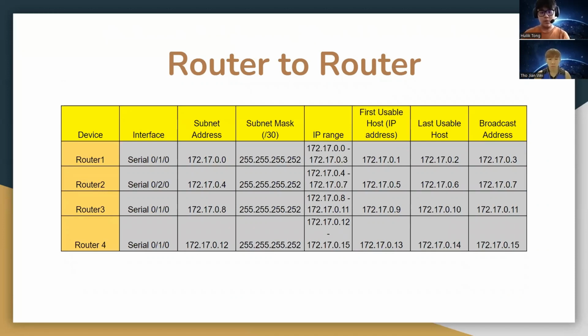So 32 minus 30 equals 2, and 2 bits of host we change to binary form, so it's 255.255.255.252. According to the subnet address, we just add 4, 4, 4. For the first usable host or IP address, it's the same thing, add 1 to the subnet address. Broadcast you take from the next subnet address, and the last usable host is minus 1 from the broadcast address.